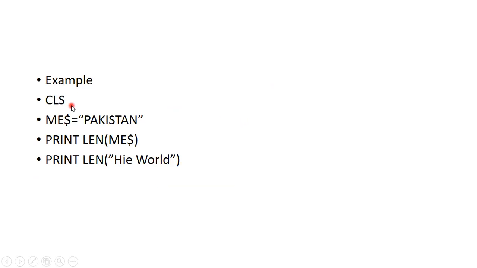Let's see the example. CLS is a clear screen command. Now this is a string, me, along with a dollar sign. We had learned in chapter number 2 that to declare a string, we'll have to use a dollar sign along with the name of the string. So this is a me dollar string that is containing the value Pakistan. Okay, let's give this string to the len function. The next line contains a print statement which is using the len function and the string is passed whose length needs to be known.